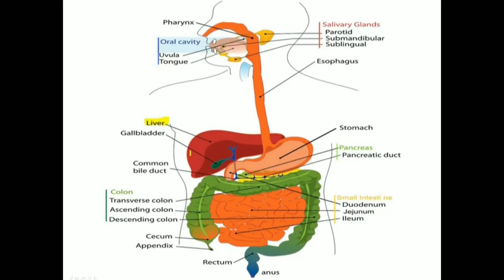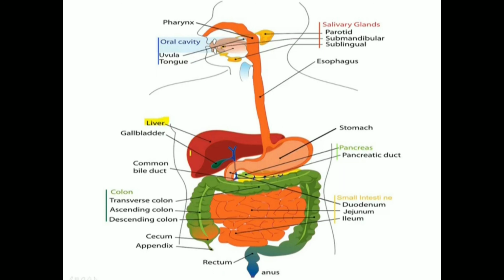This liver is reddish brown in color. This is the largest gland in our body. It secretes bile juice, which is temporarily stored in the gallbladder. The bile juice plays an important role in the digestion of fats.